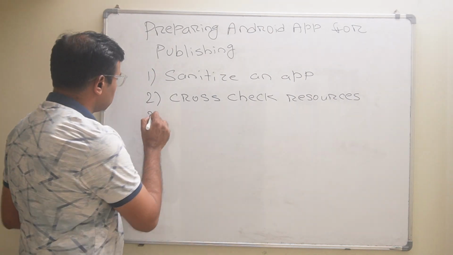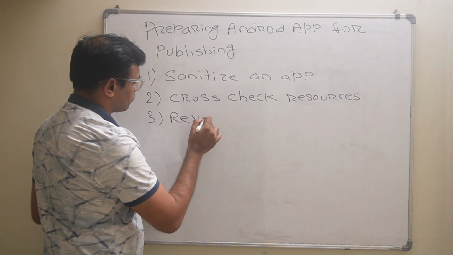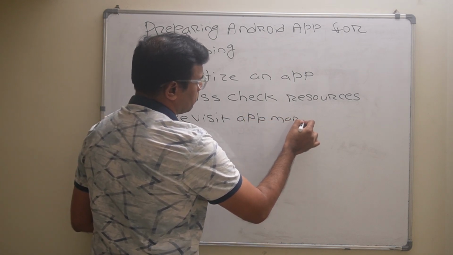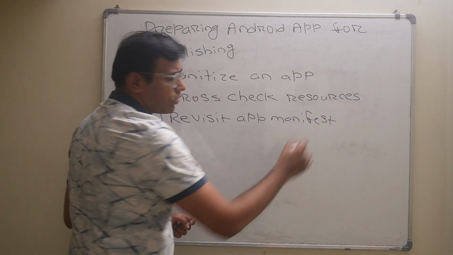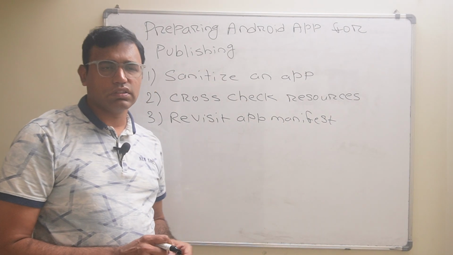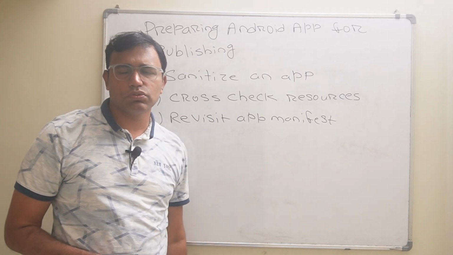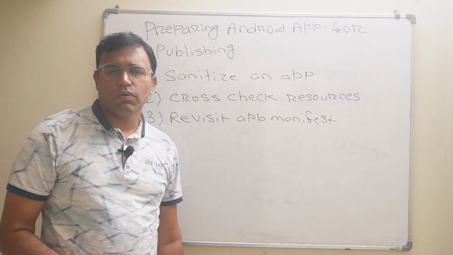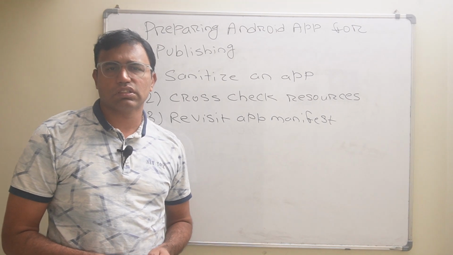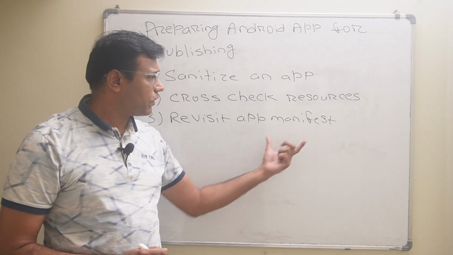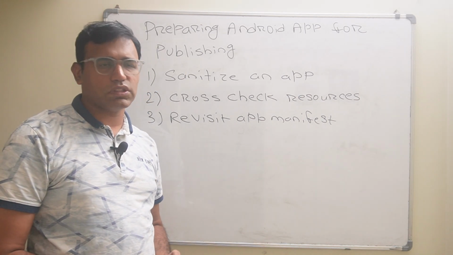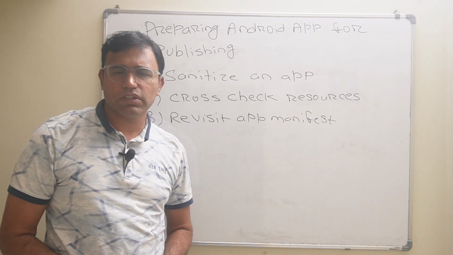Then next is revisit app manifest. So what is manifest? Manifest is a very important file in an Android project. It is just like a build file or starting file. In the manifest, you will define various permissions. What is the configuration of an app? What is the minimum SDK version, target SDK version, and a lot of other things can be defined. Let us say if you want to use Wi-Fi, Bluetooth, GPS, then you have to define the permission. So all these things can be done through the manifest.